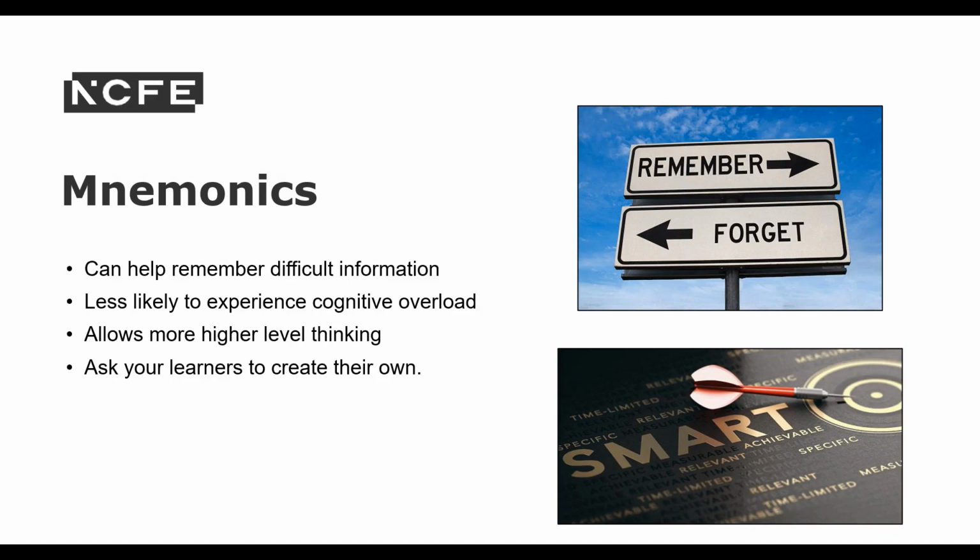You could teach your students techniques such as mnemonics or acronyms to help them remember difficult information. This ensures that they are less likely to experience cognitive overload, allowing them to move on to higher level thinking. So you could use expression or word mnemonics such as Roy G. Biv to remember the colours of the rainbow, for example. So red, orange, yellow, green, blue, indigo and violet. The same thing could be remembered in a mnemonic sentence such as Richard of York gave battle in vain.